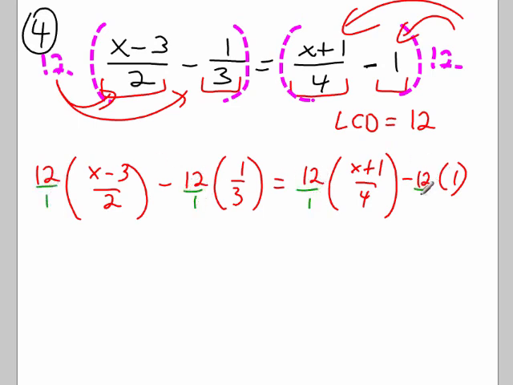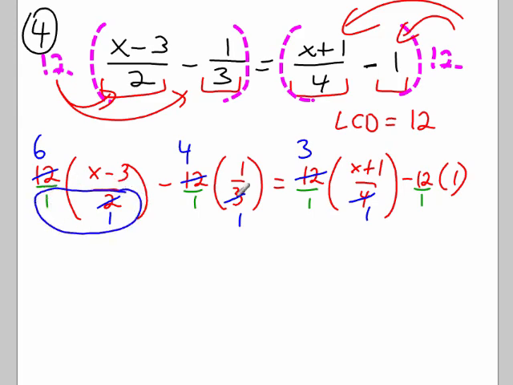Just a reminder that when I multiply, I cross reduce. So let's take care of the cross reducing. 2 goes into 2 once, into 12 6 times. 3 goes into 3 once, into 12 4 times. 4 goes into 4 once, into 12 3 times. And there we go. Okay, you'll notice that on the denominators I've got 1s. In other words, my fractions are going to be gone.